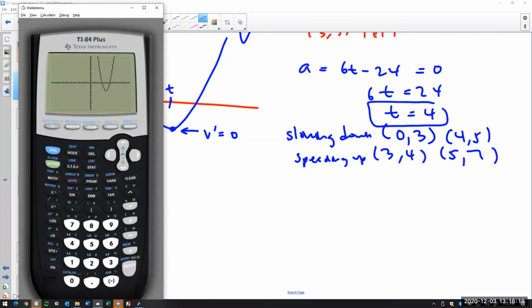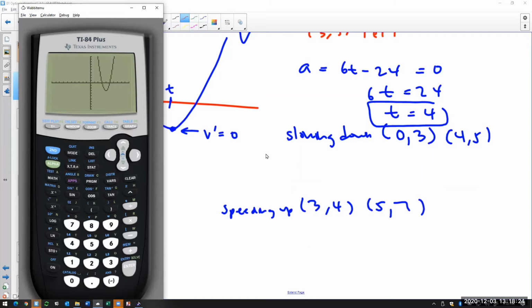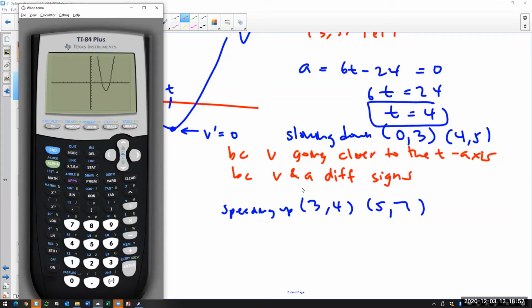All right. The slowing down, though, guys, you need to know the justification. The justification that we just used is because the velocity is going closer to the t-axis. Do you agree with that? That's how you knew, right, that we were slowing down. But do you remember the other justification for slowing down? Because velocity and acceleration, when do you slow down? When velocity and acceleration have the same signs or different signs? When do I slow down? Different signs. When the wind is blowing against me, right? So different signs. When velocity and acceleration have different signs.